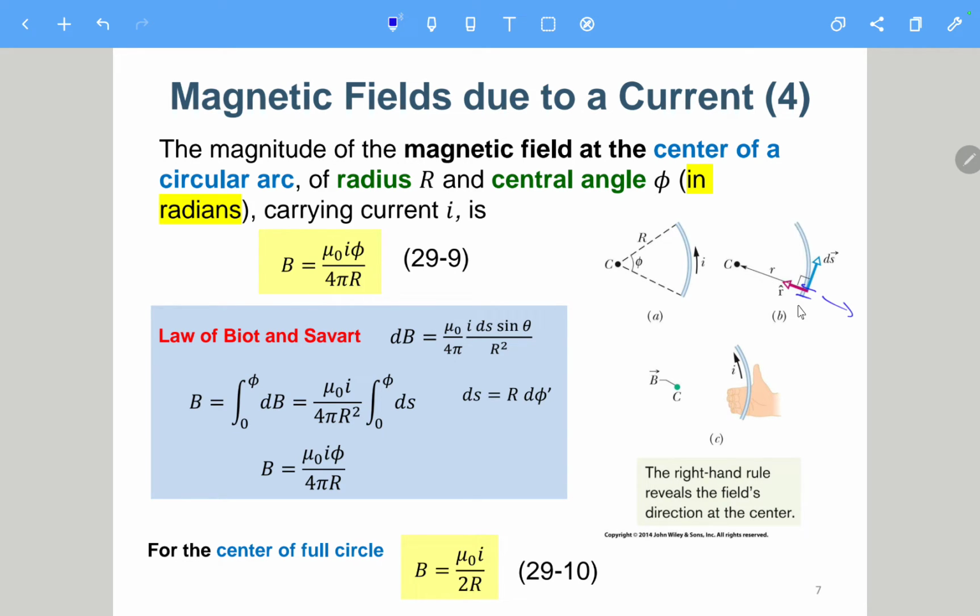And of course, this is a circular arc. So this ds and r are perpendicular to each other always. Okay, so here, to determine the B field at point C, we apply the right-hand rule. So we have ds cross r. So ds pointing to the top right, and then cross to r hat. So your thumb pointing out of the page. So we have the B field pointing out of the page.